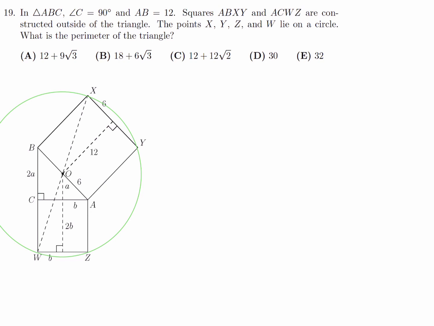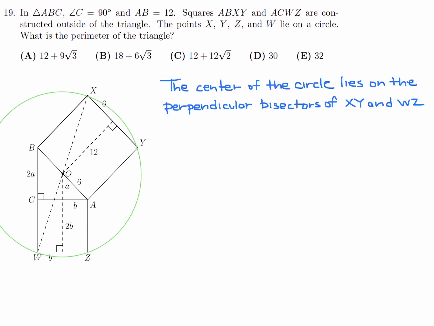All right. Well, one important point: this is the center of the circle, and the center of the circle lies on the perpendicular bisectors of XY and WZ. So that's a really important part of that question. So what are those perpendicular bisectors? Well, they've been put in there as dashed lines, right? There you go. And we have to label them.